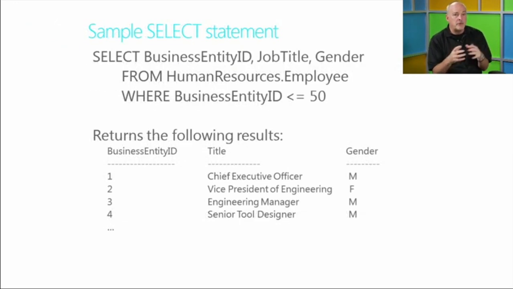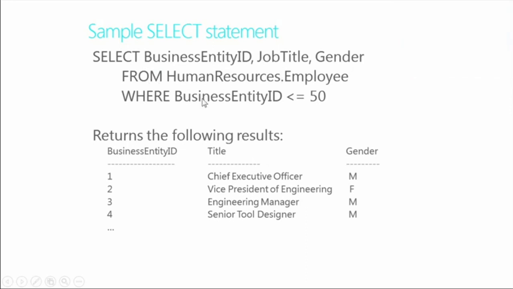This is an example of a still fairly simple select statement, but now we've supplied three column names instead of the asterisk. And instead of dumping everything out from the employee table, we said where business entity ID is less than or equal to 50. So we're supplying a where clause saying I want to see everything from 1 to 50. And this is what I want to see: job title and gender.